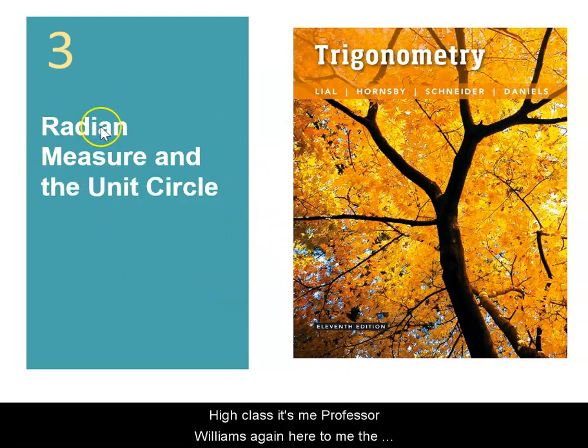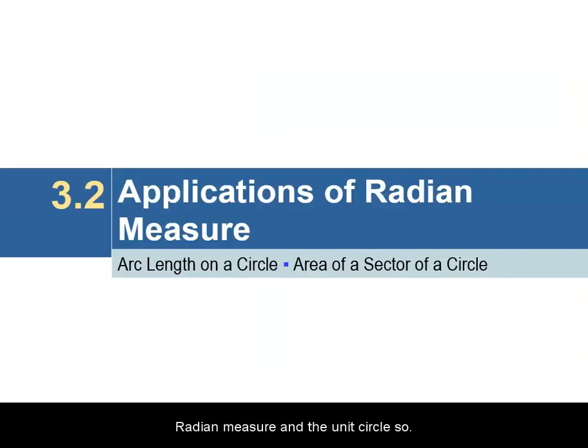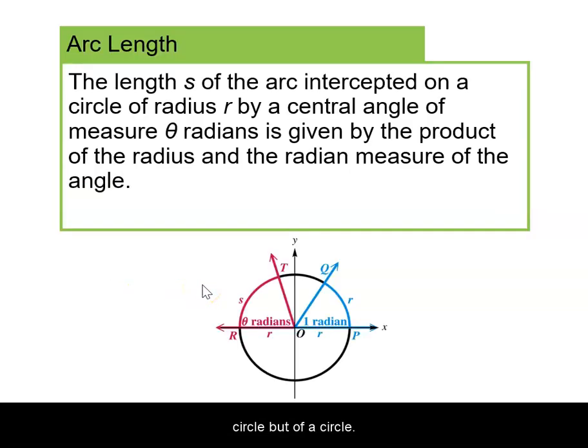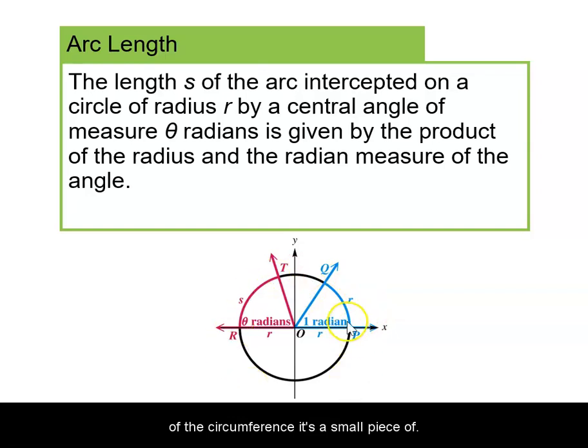I'm here to make the next video in our series, Chapter 3.2, which is on radian measure and the unit circle. So, we will be applying arc length on a unit circle and the area of a sector of a circle. Sorry, not on the unit circle, but of a circle. Okay. So arc length. Arc length is the length along the curve of a circle. It's called an arc because it's not the full circumference. It's a portion of the circumference, right? It's a small piece of it.